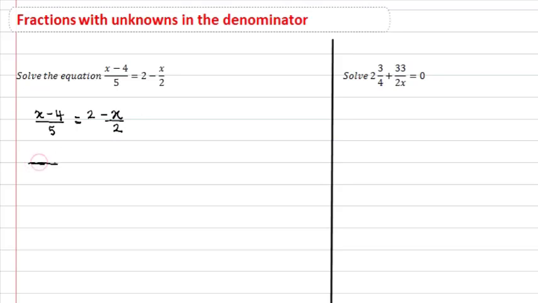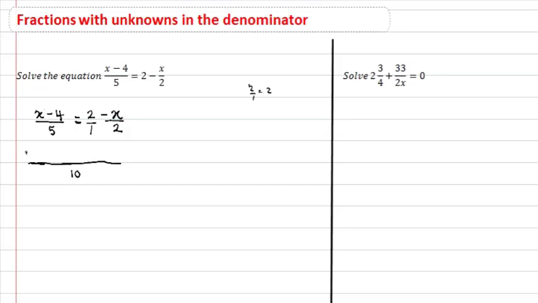The LCM of 5 and 2 is 10. Remember, this 2 has an invisible over 1 there. 2 over 1 is the same thing as saying 2. So just like this, there's an invisible over 1 there. So the LCM of this, 5 times 1 times 2, is 10. So 10 divided by 5 is 2.